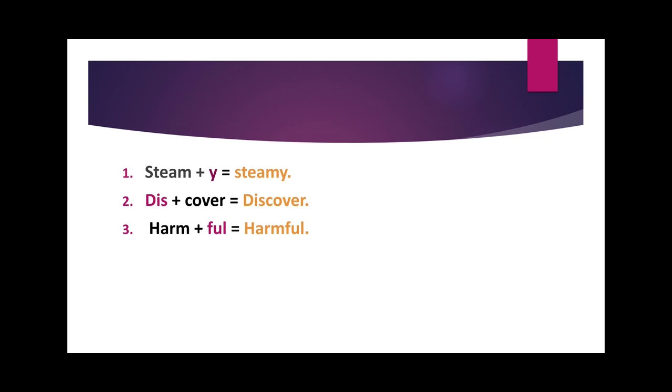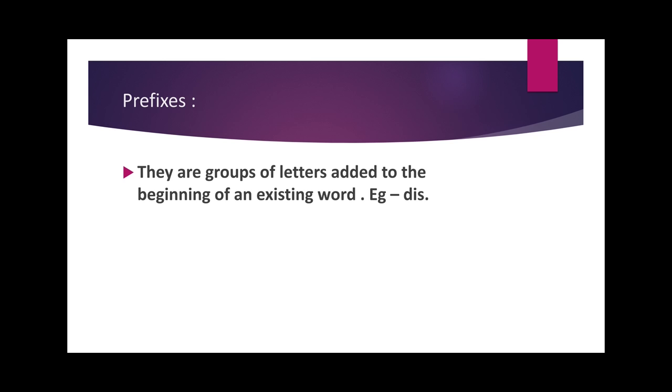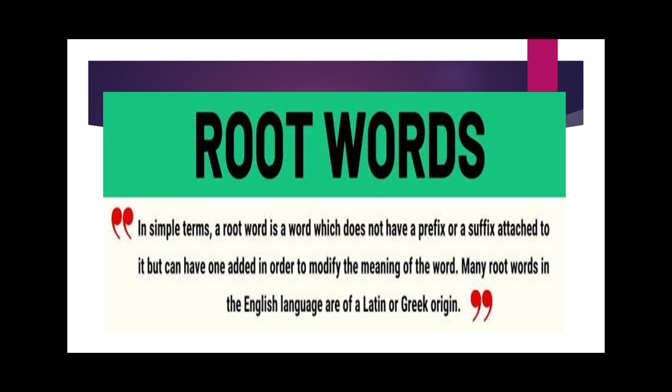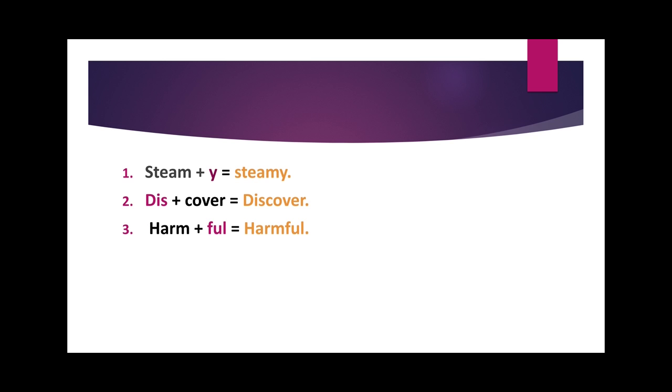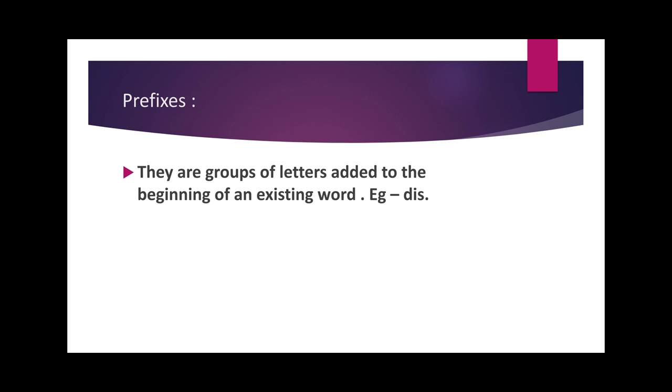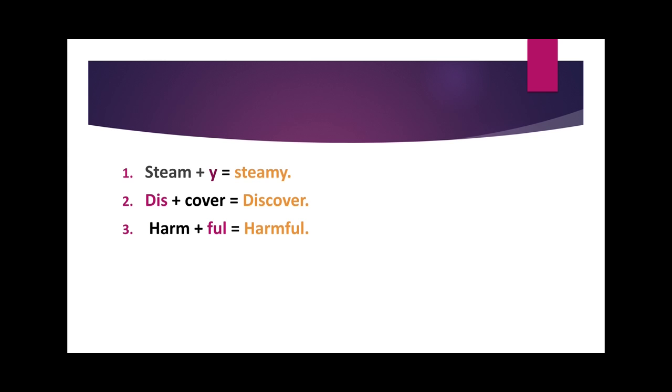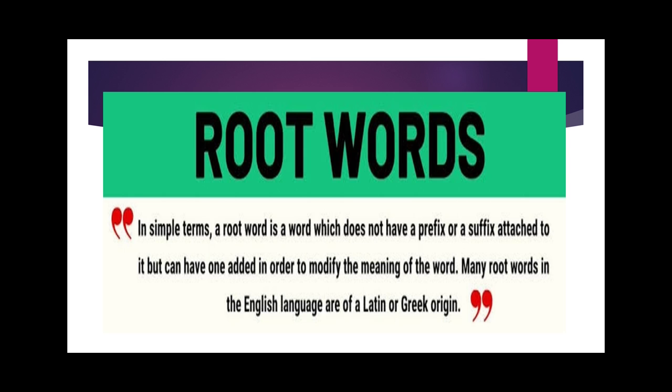Then comes prefix and suffix. Students, prefixes are certain groups of letters added to the beginning of an existing word. For example, in example number 2, you can see that the root word was cover, and before the word cover we have put dis. It means that it is a prefix. So prefixes are added before a root word in order to give it a new meaning.